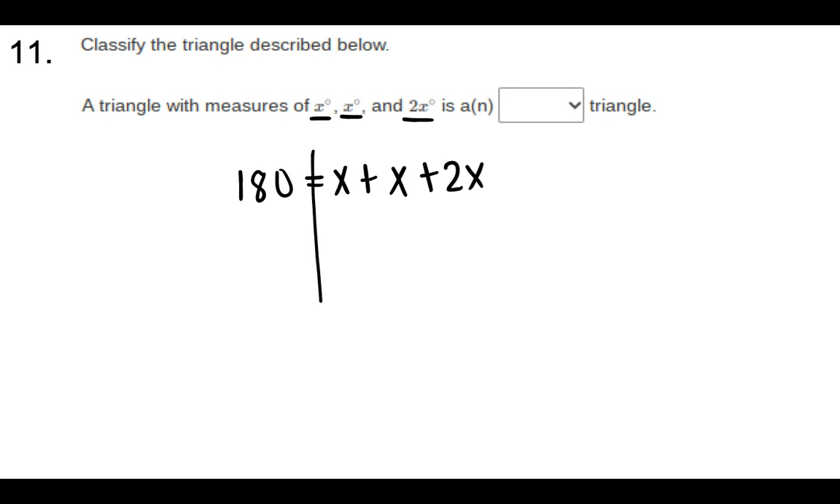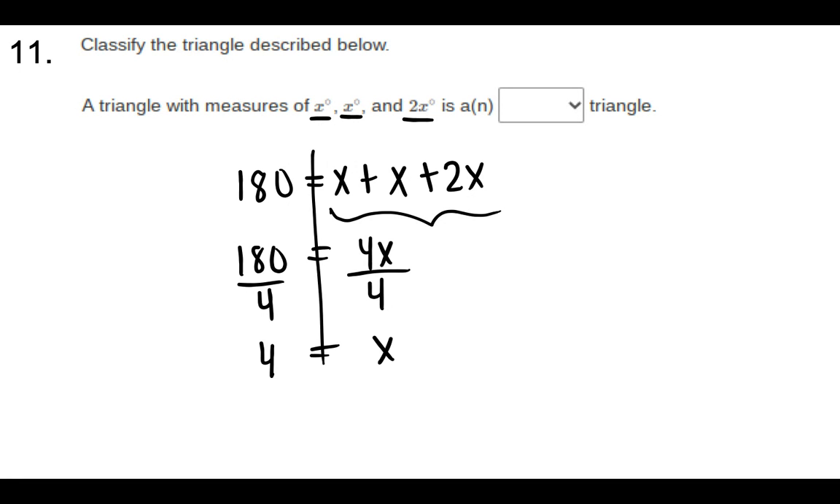Now we're going to combine like terms first. So we have 1x plus 1x plus 2x. That's going to give me 4x equals 180. Then I'm going to divide both sides by 4 to solve for x, and I get x equals 45 degrees. So now let's plug them in. Well, we have 45 degrees, we have 45 degrees, and then we have 2 times x. So if we do 2 times x, 45 times 2 is going to give me 90 degrees.